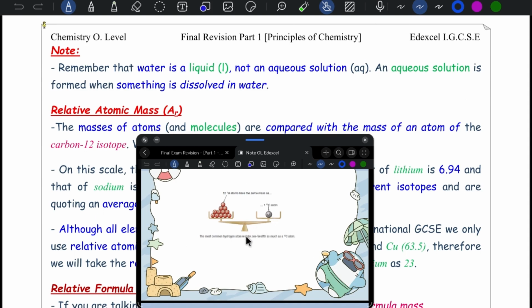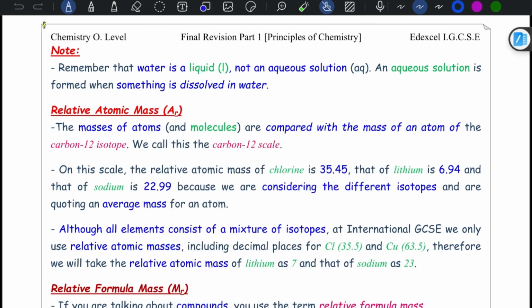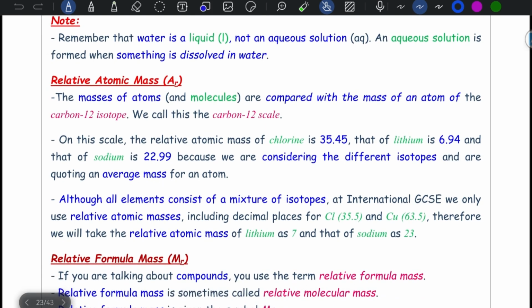The most common hydrogen atoms weigh 1/12 of a carbon-12 atom. On this scale, the relative atomic mass of chlorine is 35.45, lithium 6.94, sodium 22.99, because we are considering different isotopes and quoting the average mass. But in IGCSE, we only use relative atomic masses as, for example, decimals or fractions. In chlorine, Cl is 35.5 and copper is 63.5 only.